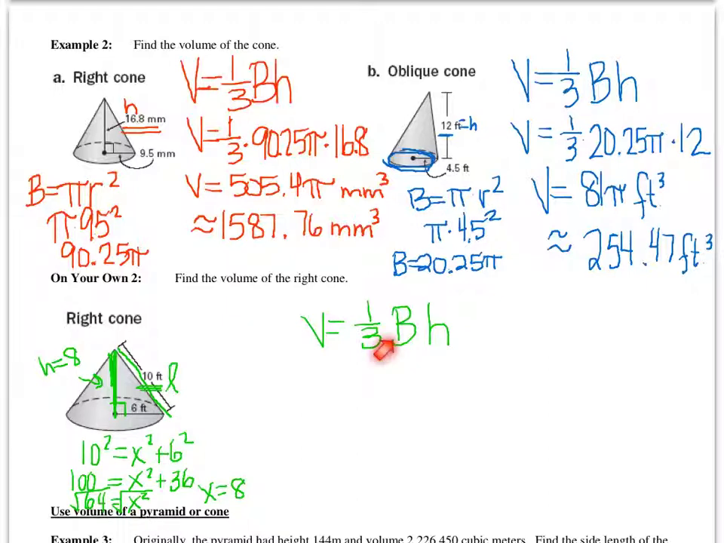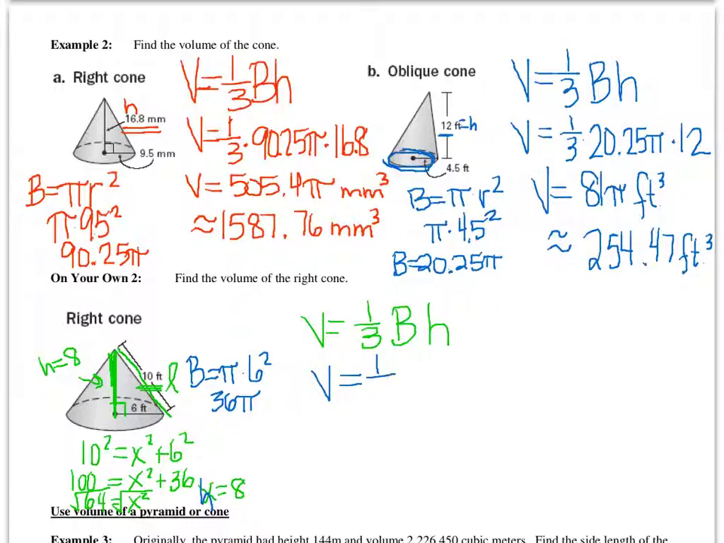Now we need to find our base area. And to find our base area, since it's a circle, we'll do pi times our radius squared. So my base area is pi times 6 squared, so that's 36 pi. So I found my height here and my base area, so let's fill this in.